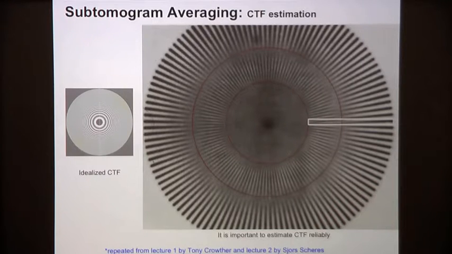Okay, so now we have our subtomograms. How do we get a structure from these subtomograms? Well, the first thing to do, like in single particle analysis, is to estimate the CTF in our subtomograms. This is a slide from Tony Crowther's talk. And if you recall, because of the CTF, there are reversals in contrast at different frequencies in our data. And it's important to correct for the CTF to allow us to get high resolution information out of our tomographic data.